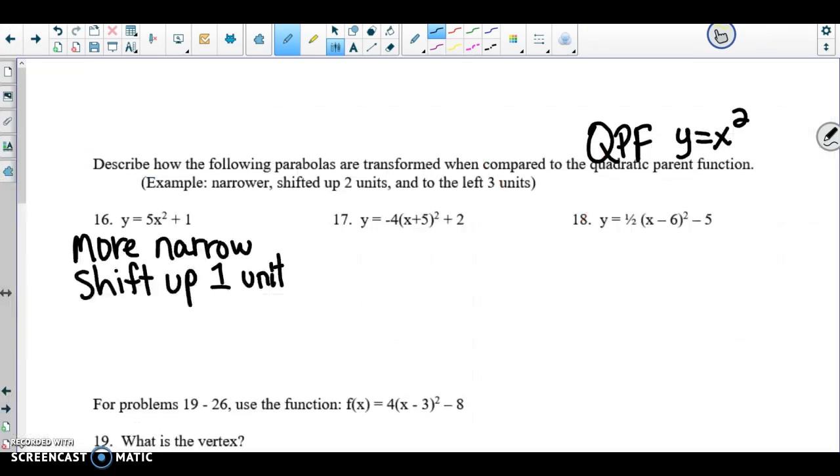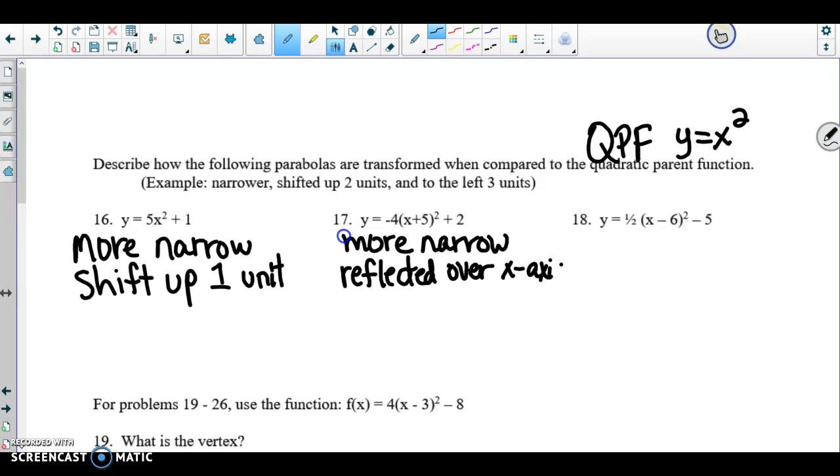So it is more narrow. We can go with that. So it's more narrow, reflected over the x-axis. In other words, it's flipped. Okay. It was shifted to the left 5 and up 2. Okay.